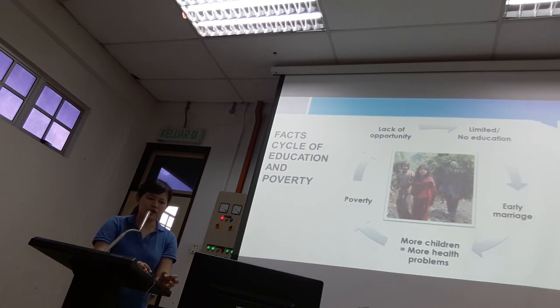This is the cycle of education and poverty. We can see in the photo there are three children here. Poverty will cause a lack of opportunity for the children to choose. They have no choice. They just have to follow what they have now. This will cause them to not have the opportunity to study. Once they are not educated, they will marry at an early age, and they don't have the knowledge of birth control. They will have many children, which also leads to many health problems. This is the cycle that we all know, but nobody is willing to change it.